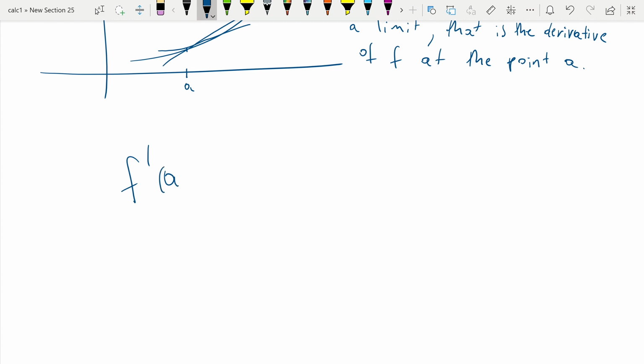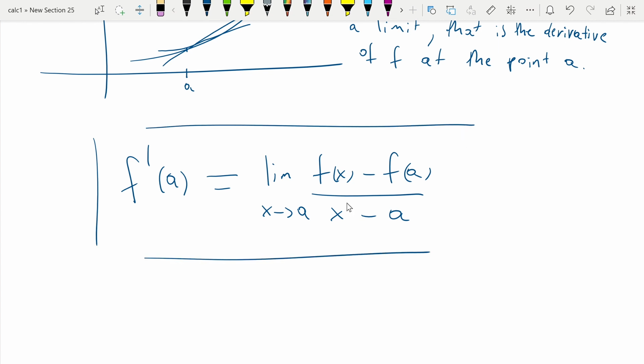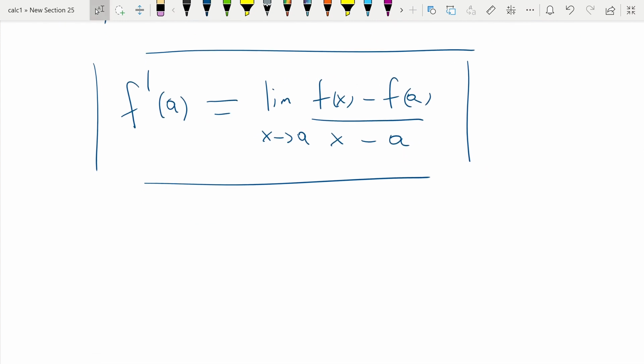and of course this limit need not exist, but when it exists, it's called the derivative of f at the point A. So this is going to be the limit of f of x minus f of a divided by x minus a as x approaches a. So that's the formula that will define the derivative of f at a given point.